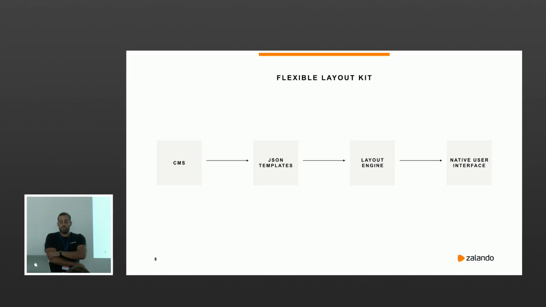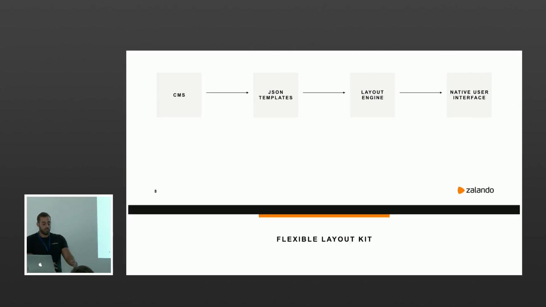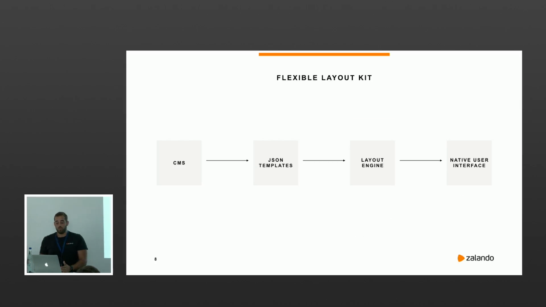So this is kind of a bird's eye view of how we planned it to be. We wanted a CMS in the start so that marketing people can update it, basically. This CMS creates JSON templates that get sent to the app, and then the layout engine inside Flexible Layout Kit gets this template and transforms it into native user interface, iOS user interface, which we can display on the screen. So it's not usually the UI requesting content and then you display it, but now we're actually requesting the UI, all of it.